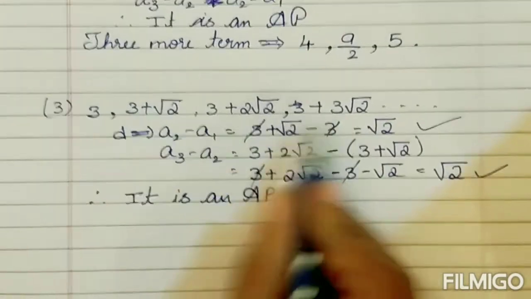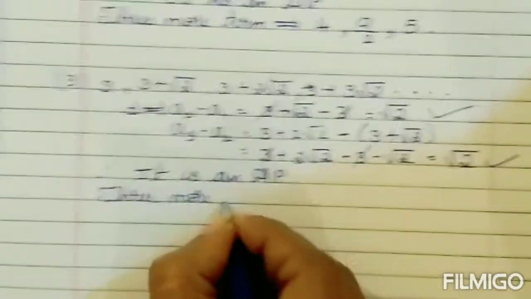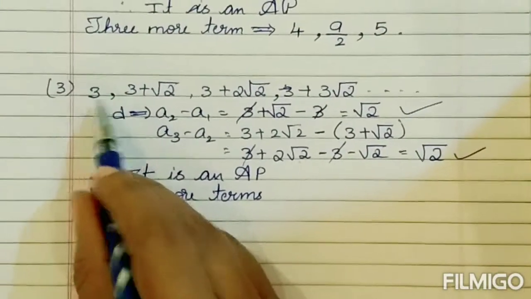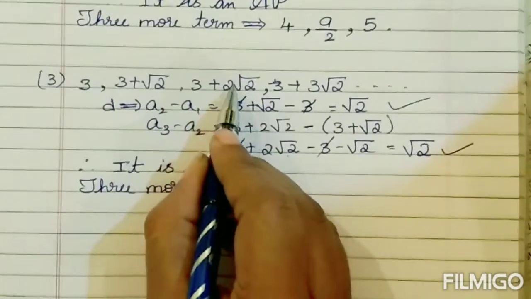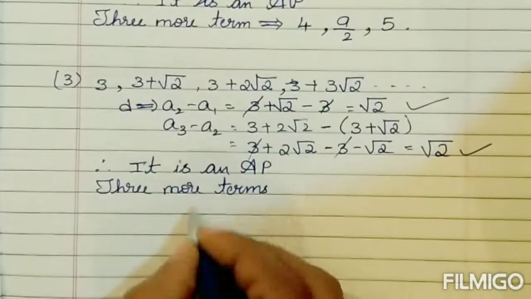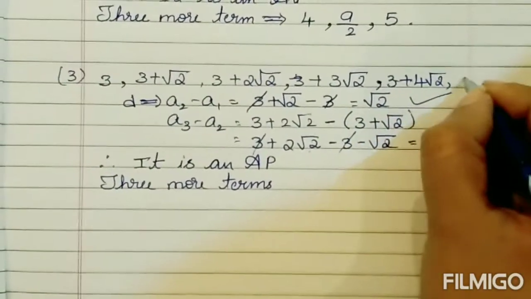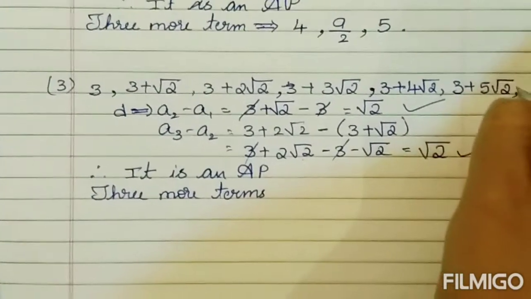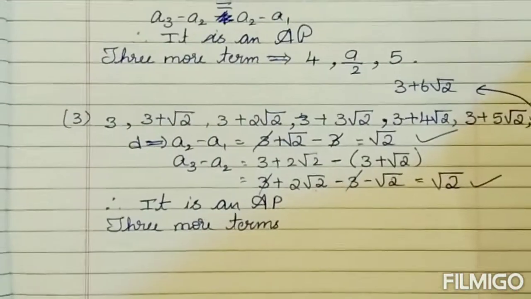Now you have to write another 3 terms, 3 more terms. Can you guess? See here, 3, 3 plus square root of 2, now 3 plus 2 square root of 2, now 3 plus 3 square root of 2, now 3 plus 4 square root of 2, next 3 plus 5 square root of 2. How much they have asked? 3. So 3 plus 6 square root of 2. Okay, you understood?